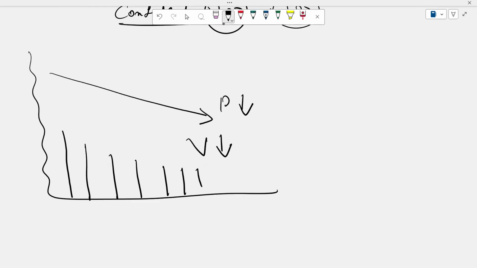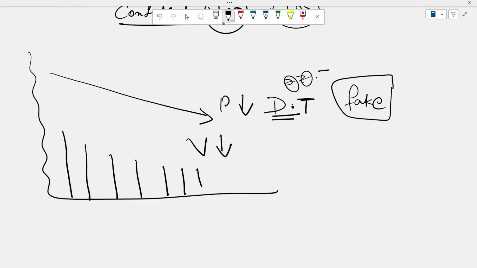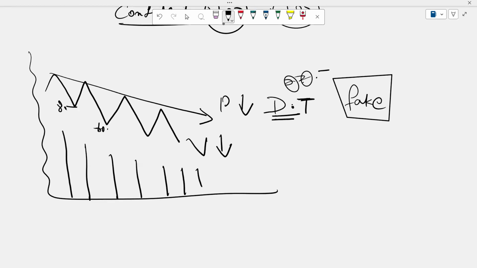Can you tell me whether this downtrend is real or fake? Can anybody tell me? No, this is a fake downtrend. This is not a real downtrend. Let's understand why. The stock is going down, creating lower lows and lower lows. The stock is at 80, then 60, then 40.